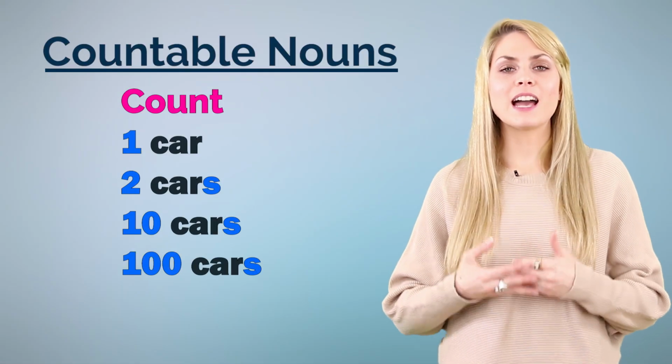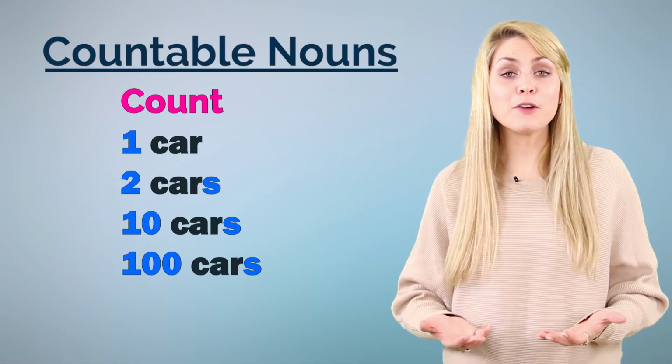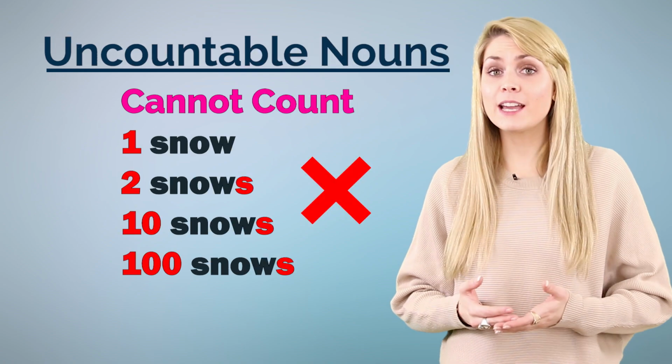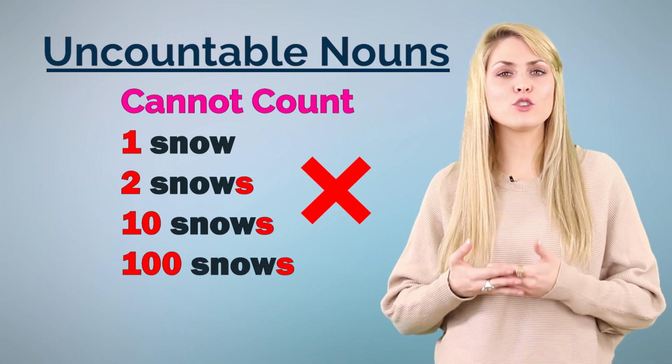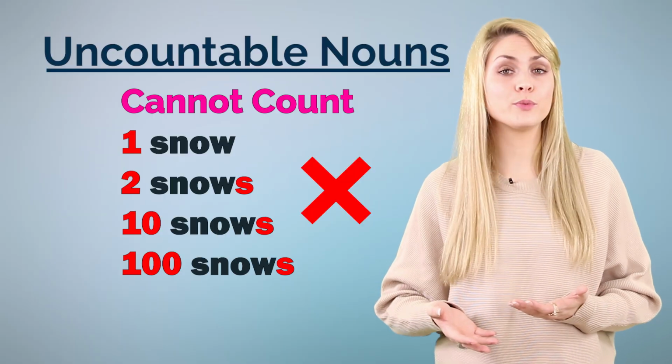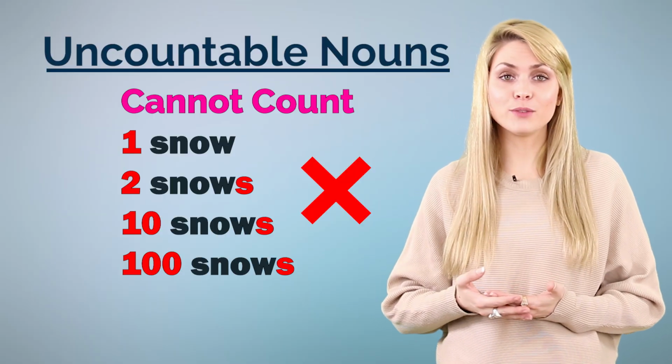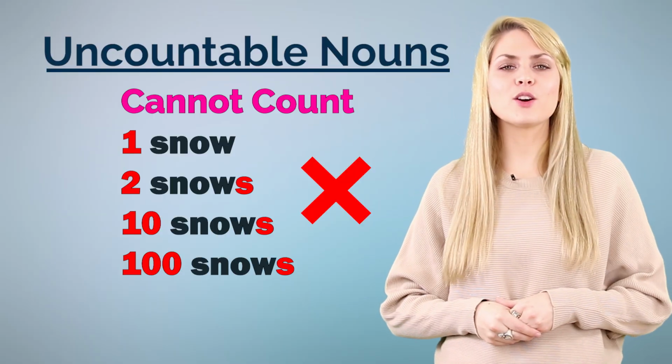Countable nouns are nouns that you can count. Uncountable nouns are nouns that you cannot count. They're usually a type or a group, and they're always singular. Let's look at a few examples.